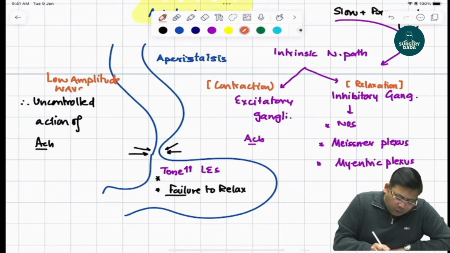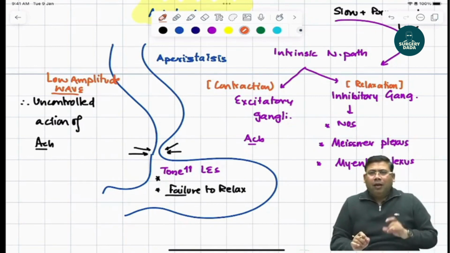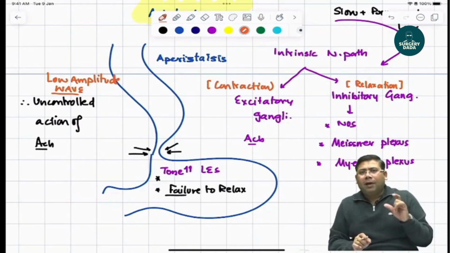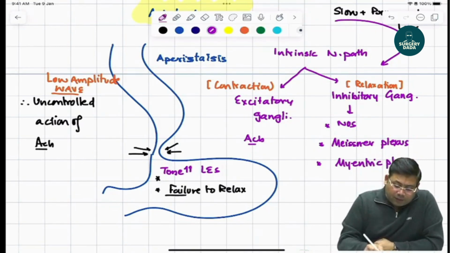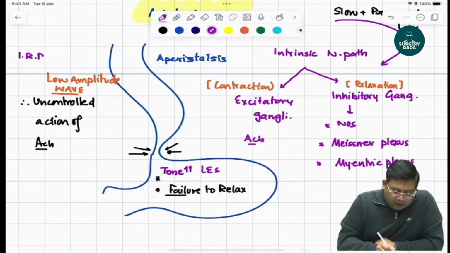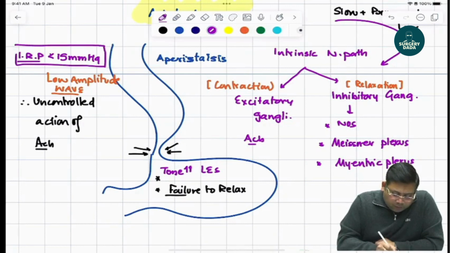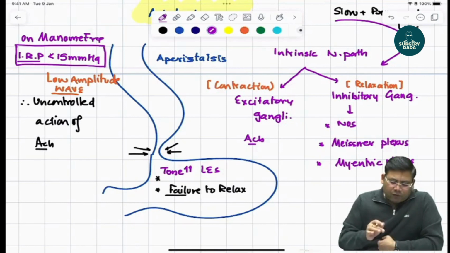On manometry we have the concept of IRP, the integrated relaxation pressure. The IRP in this case is always greater than 15 mmHg. This is very important. So on manometry you get to see a lot of things. IRP greater than 15 mmHg.